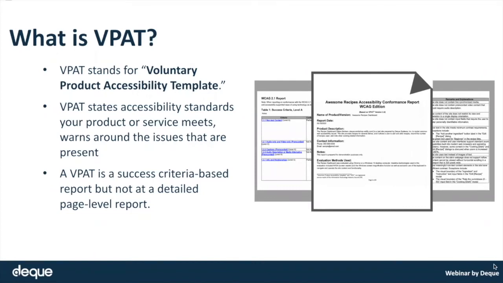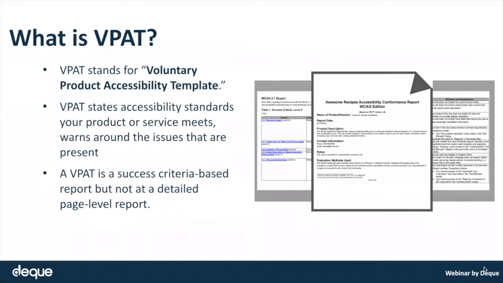So a Vpat is a success criteria based report. Page level kind of issues won't be reported, but you would find which success criteria your application is failing at or passing at, or does not completely pass. These kinds of things are given in a Vpat. So apart from that, what would it really consist of?